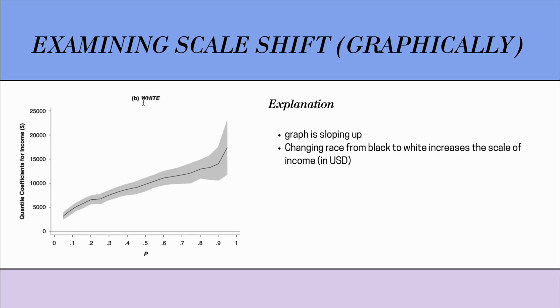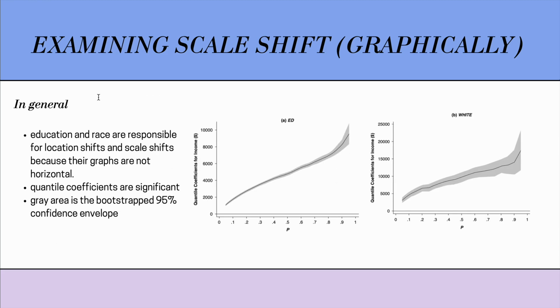Next, we look at the plot for the predictor variable white. Since the graph is sloping up, there is scale shift, and we can interpret this as changing the race from black to white increases the scale of income in US dollars. In general, education and race are responsible for location shifts and scale shifts because their graphs are not horizontal. So as you can see here, both of their graphs again are sloping up.